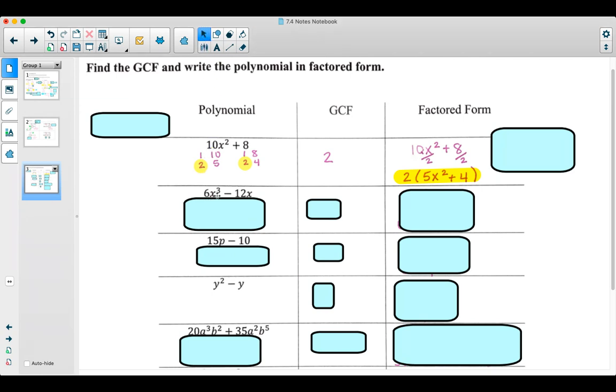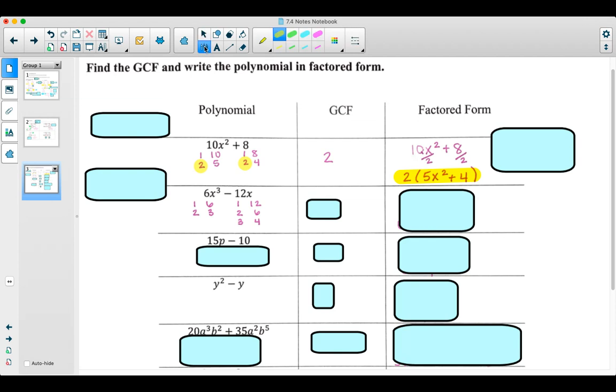I'm given 6x to the third minus 12x. So once again, I need to figure out the GCF. To figure out the greatest common factor, we want to figure out things that multiply to 6. Well, 1 and 6, 2 and 3. And I want to think of things that multiply to 12: 1 and 12, 2 and 6, 3 and 4. Notice they have the 1 in common, they have the 2 in common, they have the 3 in common, no 4 in common, and they have the 6 in common. 6 is the greatest common factor between them.